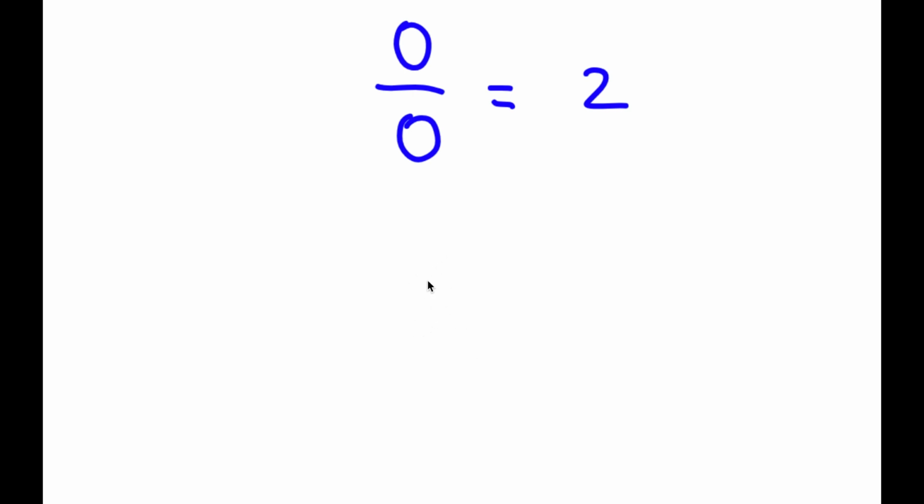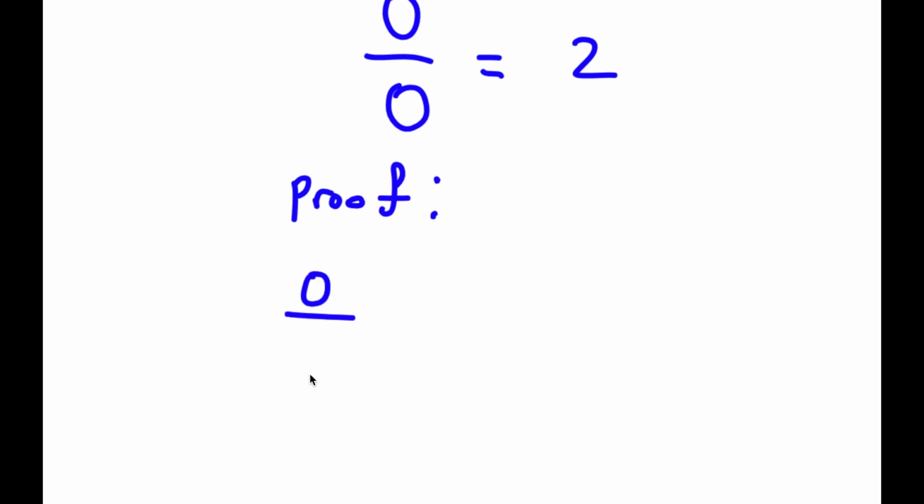Alright, so in this video, I'm going to be proving that 0 divided by 0 is equal to 2. So, for my proof, first start with 0 over 0. Now, this is the same thing as 1 minus 1, right? Because 0 is the same thing as 1 minus 1. So I have 1 minus 1 over 1 minus 1, which is 0 over 0.